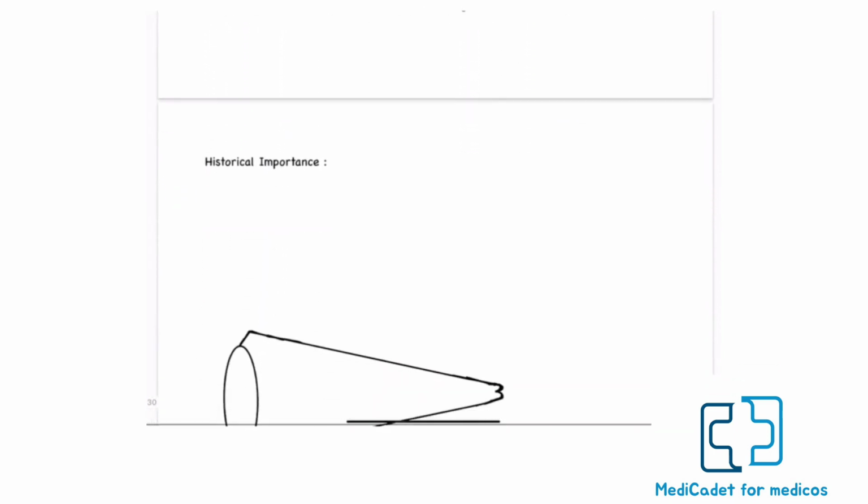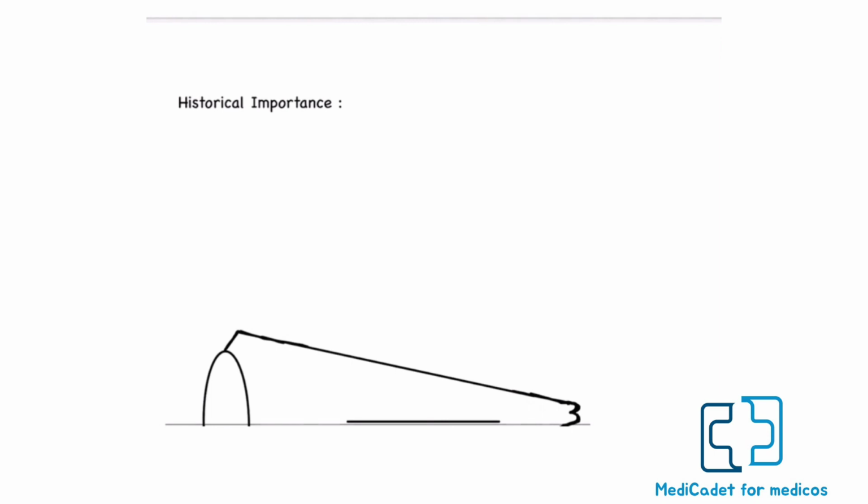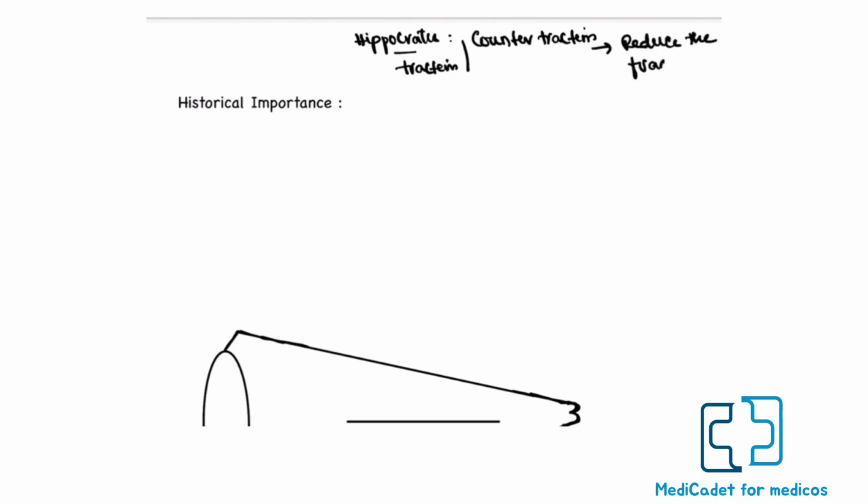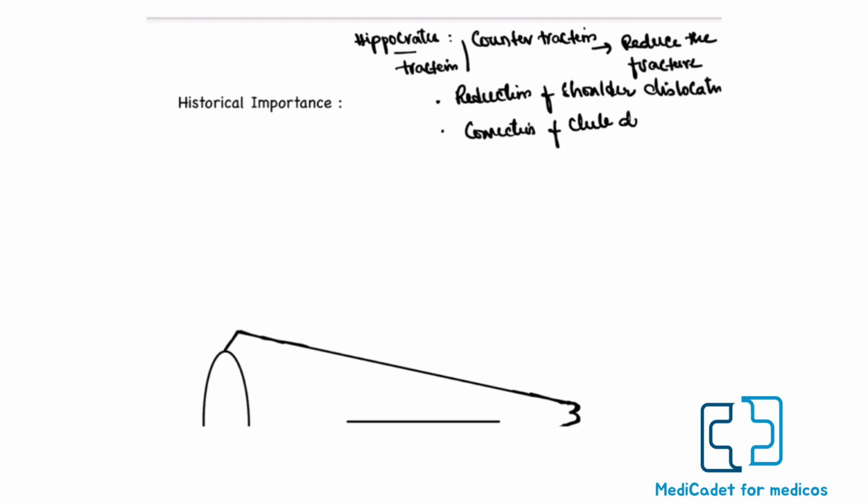And then let's see the historical importance and various orthopedic contributions from various surgeons. That starts off directly from Hippocrates, who was considered the father of medicine. He contributed by introducing the terms traction and counter traction. These are the terms used for reducing fractures, right? He introduced these terms and gave the details of how to reduce a fracture. He also contributed one technique for reduction of shoulder dislocation. So there is Hippocrates' method of shoulder dislocation, but it is not used now. And he also contributed to the correction of clubfoot deformity, right? So these are the contributions made by Hippocrates.